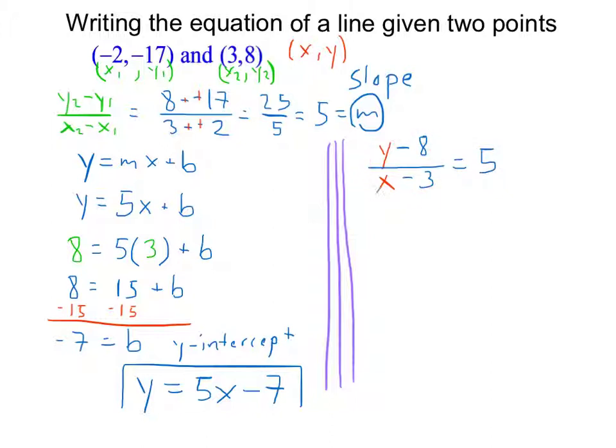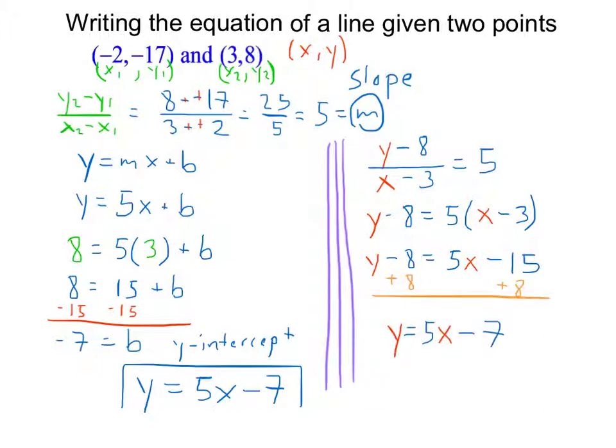X and y, however, are on the same side. Got to get them on different sides, so I'm going to multiply both sides by x minus 3. From here, I'll distribute that 5 across to each term. 5 times x is 5x, 5 times -3 is -15, and add 8 to both sides. And we get to the exact same thing that we had on the other side, just a different way.